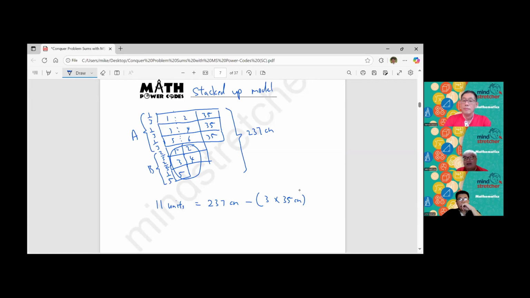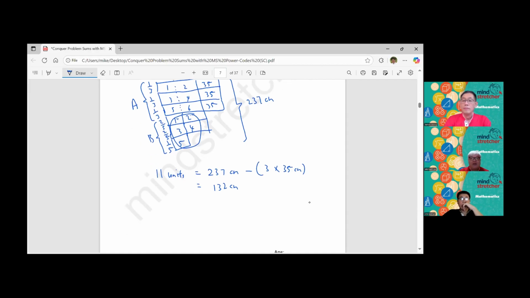So far, okay, right? So that means 11 units is 132 centimeter. I think from there you all will know how to solve. That means we'll find what is 1 unit first, and then finally, we will find what is 5 units.